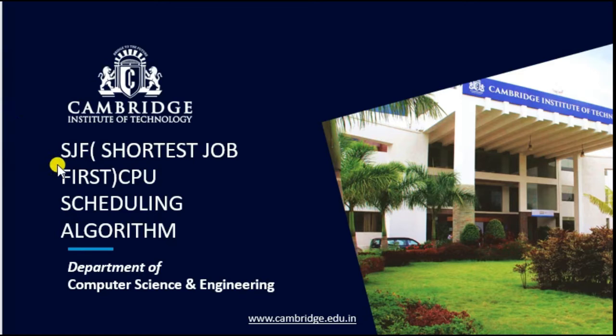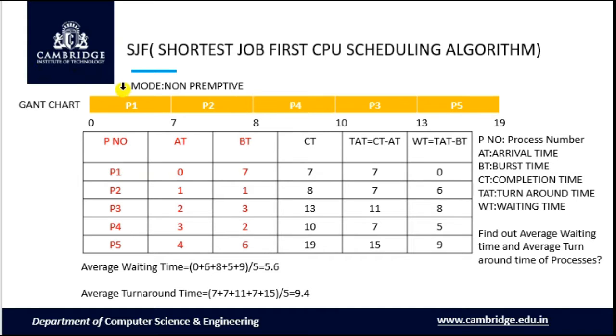Today's topic is the SJF scheduling algorithm. It is the shortest job first CPU scheduling algorithm. We need to consider the job or process which takes less time to complete its execution. That means we need to consider the burst time of the process. The mode is non-preemptive. What does it mean? The process which is being executed by the processor, we cannot take out till that particular process completes its execution. Now come to the problem.